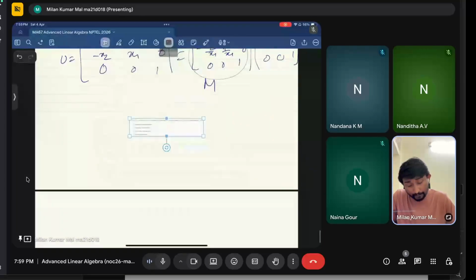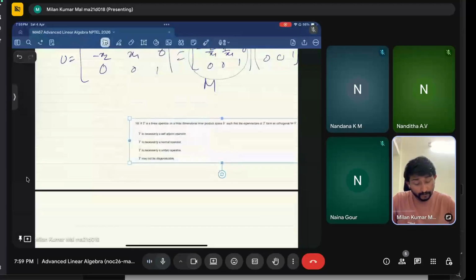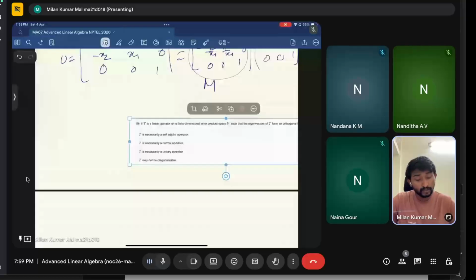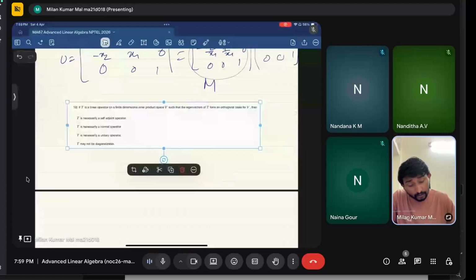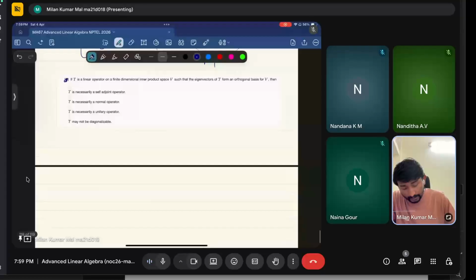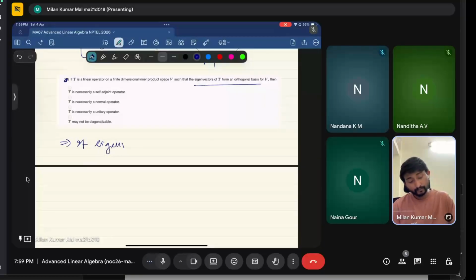Okay, so this is the problem. It says, if T is a linear operator on a finite dimensional inner product space V, such that the eigenvectors of T form an orthogonal basis of V, then T is necessarily self-adjoint. So if the eigenvectors of T form an orthogonal basis for V, then T is diagonalizable, right?